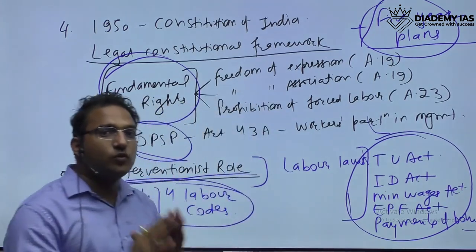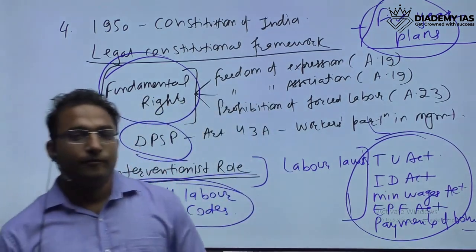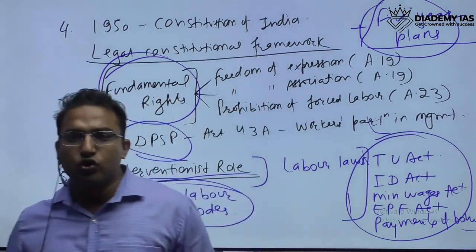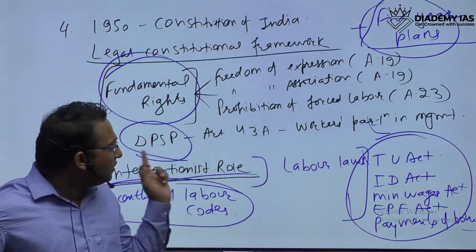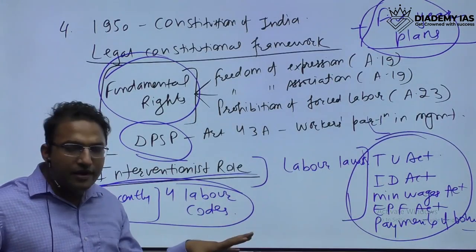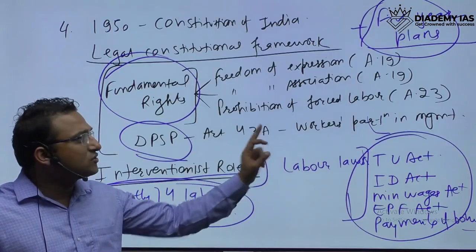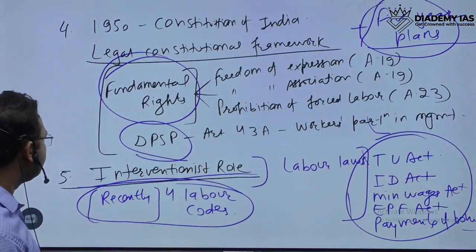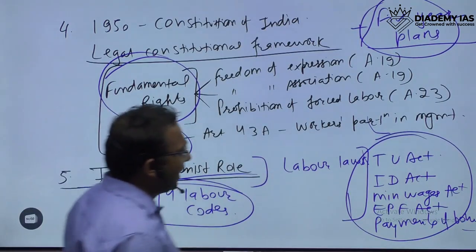Article 43 happens to be a very important article, with a high probability that a question will come from this area. Article 43A, workers' participation in management, also has a high probability that a question will come from this area, right? Okay.